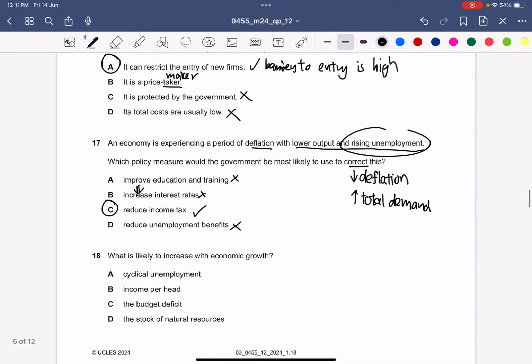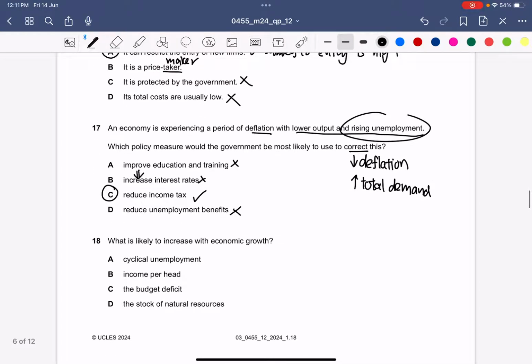Let's move on to 18. What is likely to increase with economic growth? Economic growth, we have an indicator. Usually we will use GDP per head. And GDP per head measures the average national income per person. So this fits the most. The other ones are not relevant. B is the answer.